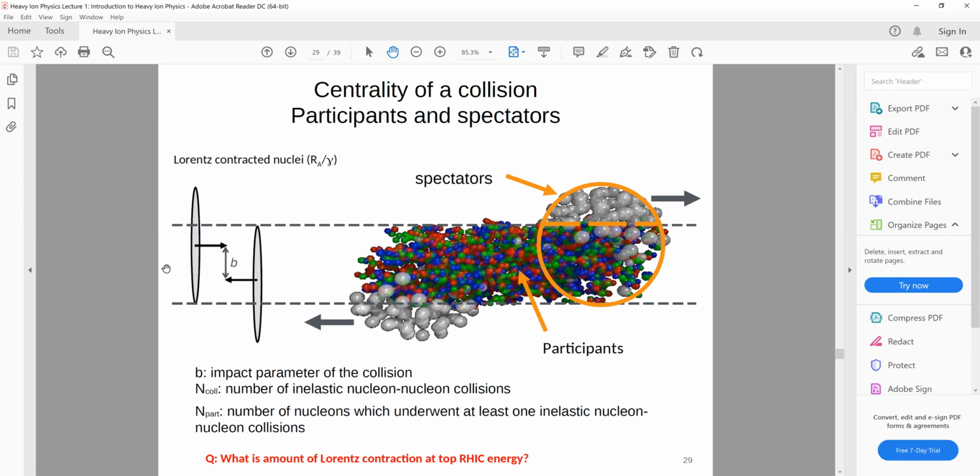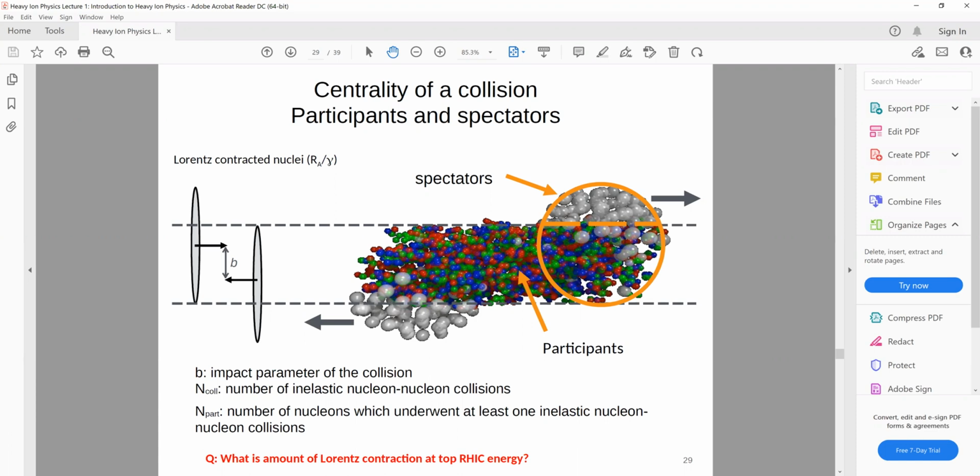Those nucleons from the two colliding nuclei which take part in the collision, that means the nucleons residing in this overlap zone, are the nucleons which will take part in the collision. They are called participants, or sometimes wounded nucleons. What is meant by participant? They participate in the reaction, in the collision.